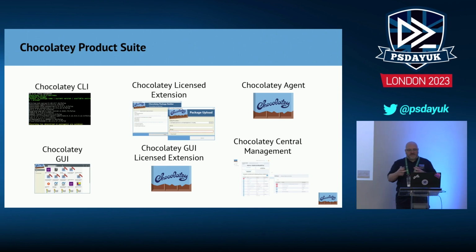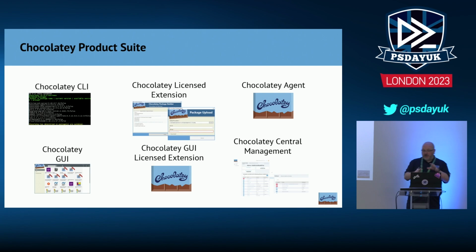Then we move on to the kind of extensions for that. We've got Chocolatey licensed extension, which is the advanced functionality for Chocolatey CLI that allows you to have advanced functionality beyond what the open source version would give you. We've got the Chocolatey GUI license extension, very much the same for Chocolatey GUI, extends the Chocolatey GUI functionality for your organization. Chocolatey Agent is really the glue that holds some of the solutions together for Chocolatey.